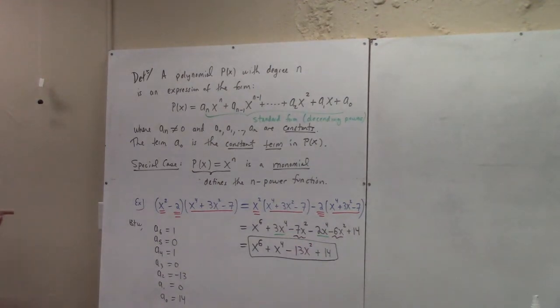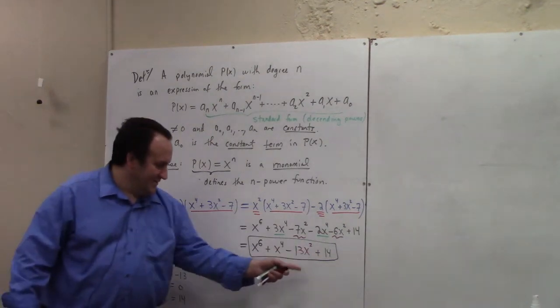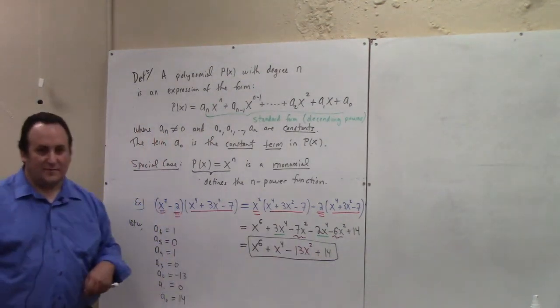So this polynomial has a linear term, it has a cubic term, it has a fifth order term. They're just set to 0.